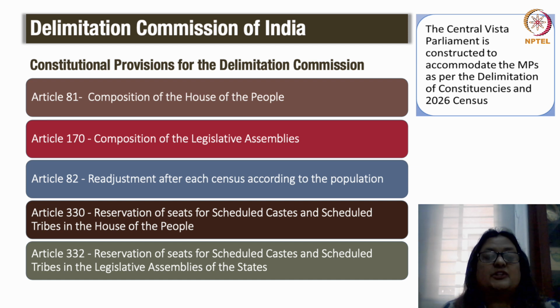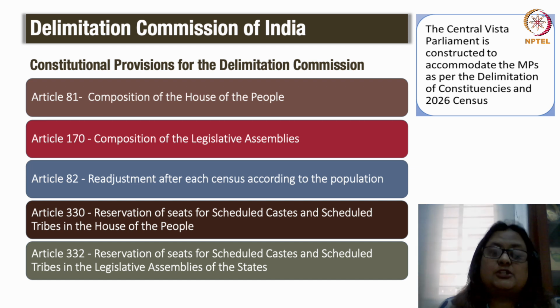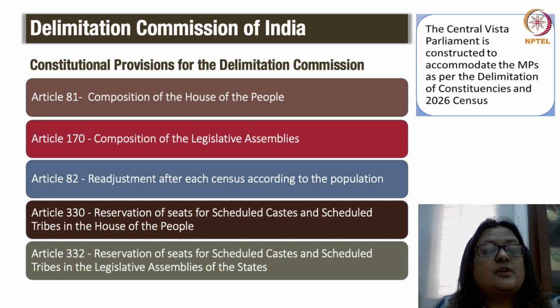Now, this is one of the major powers because, as we already know, we are a representative democracy, and the representation for all spheres of community has to be made. Therefore, Article 330 provides the reservation of seats for the scheduled castes in the House of People. Article 332 provides the reservation of seats for the scheduled castes and scheduled tribes in the legislative assemblies of the states.